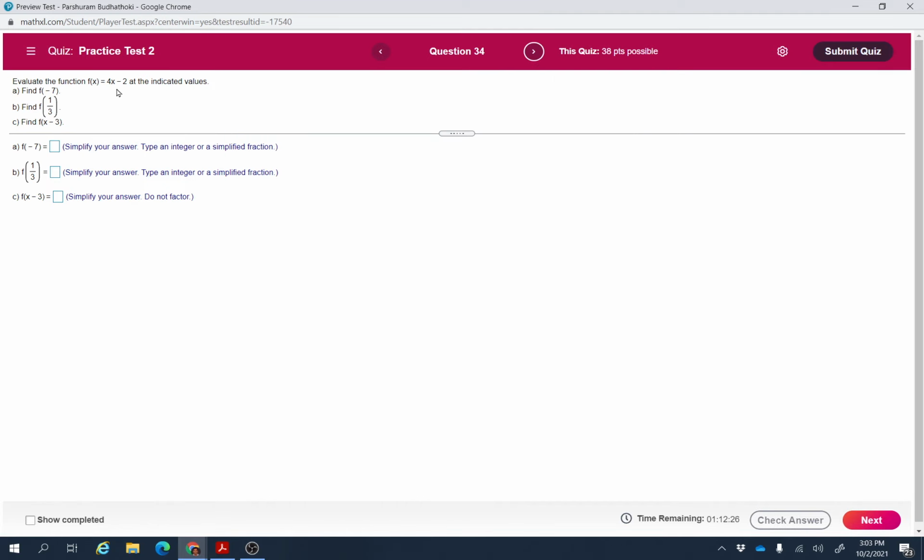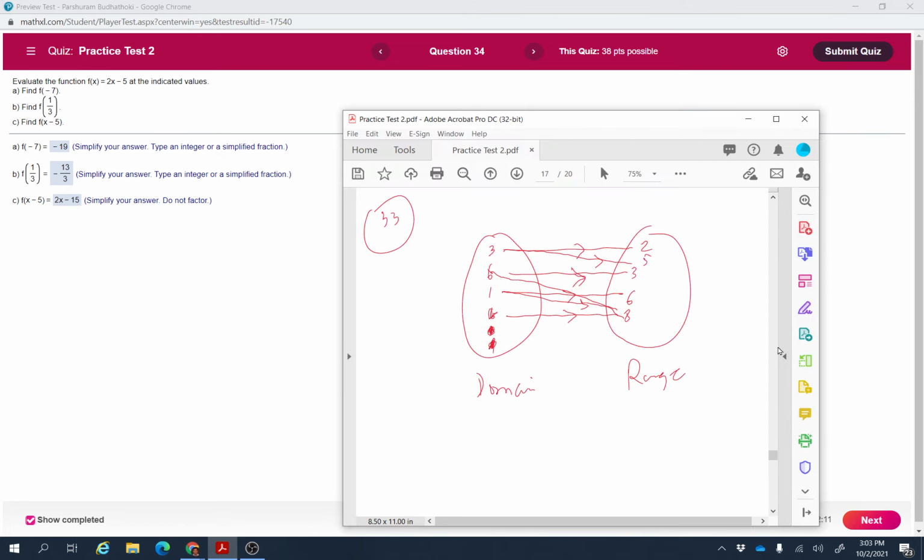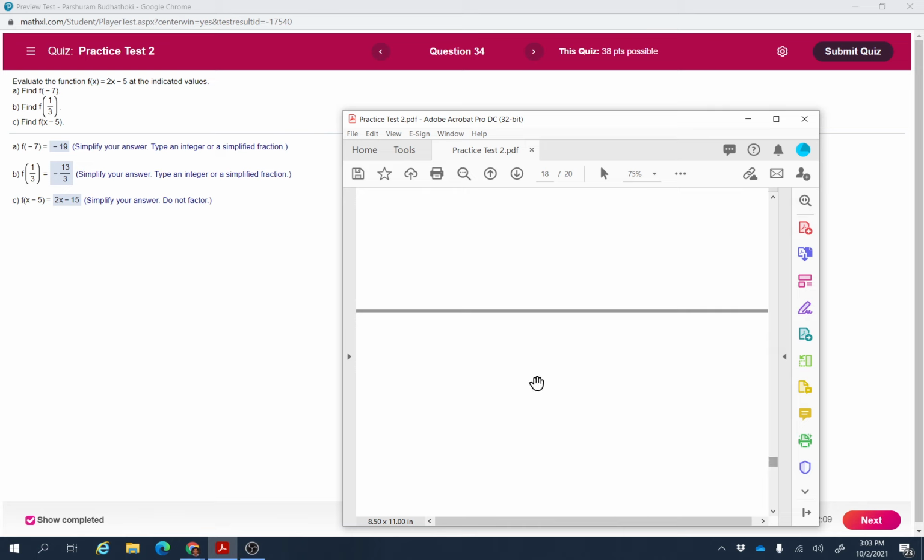Evaluate the function: the function is given and you want to find the value of the function. There are three very similar kinds of questions, so I'm going to just use completed work and show you the work for the first one. The function is given, problem 34, and the function is 2x minus 5. Whatever you want to find, just replace that x by that value. For the first problem, it's -7.